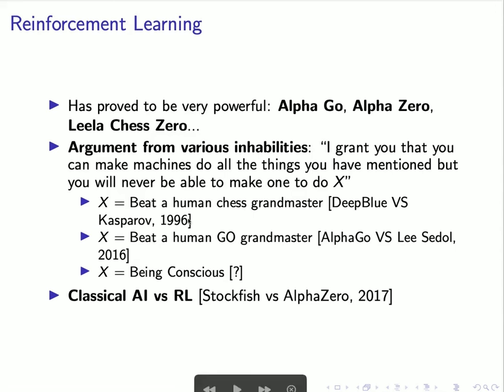But then people said, oh, okay, yes, I grant you that you can make machines do chess very well, but you will never be able to make one that does Go, because Go always seemed to be a really complicated game. So a game that required really considering too many possibilities. So people used to think that there was no algorithm that was able to play Go.